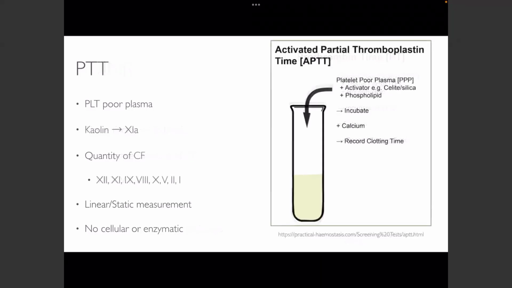The next thing that we use all the time is PTT, or activated PTT. Again, it's your platelet poor plasma. You have a silica or celite or kaolin added to the vial that basically activates 11 to 11A, and so you run the intrinsic pathway. Same thing, it's just a linear static measurement. It'll test all those factors listed. I think we all kind of know that.